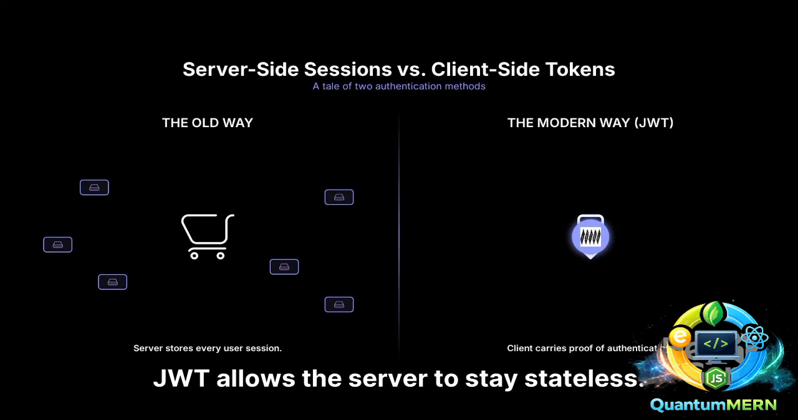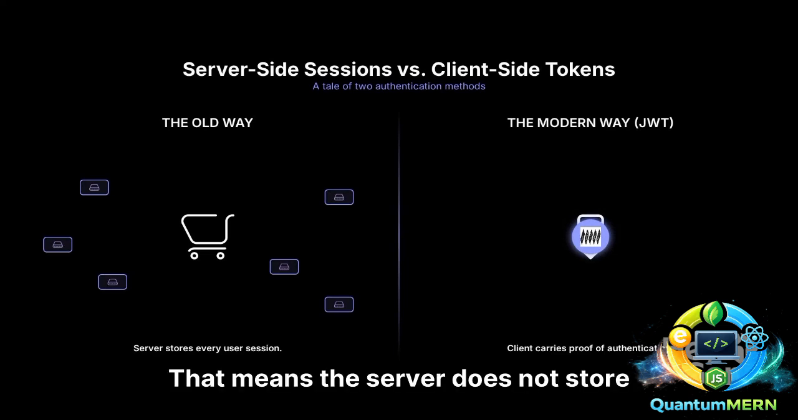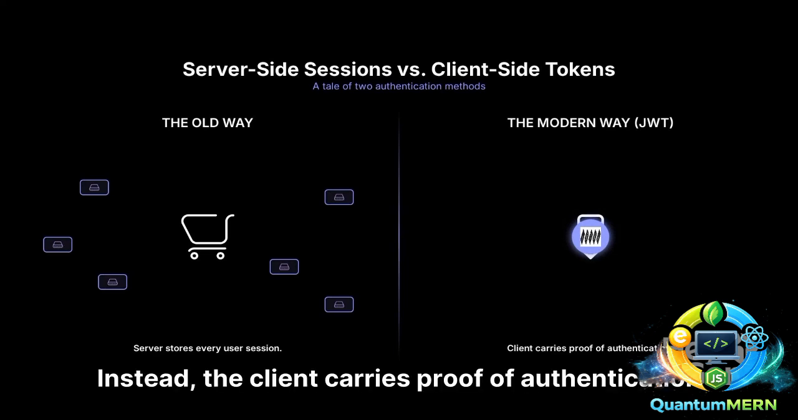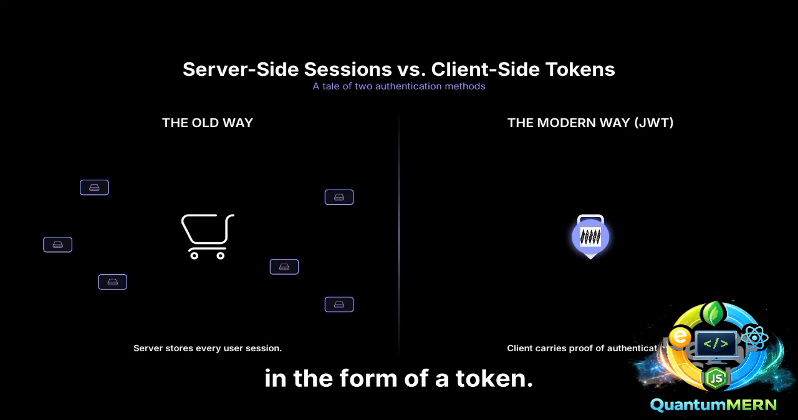JWT allows the server to stay stateless. That means the server does not store any session. Instead, the client carries proof of authentication in the form of a token.